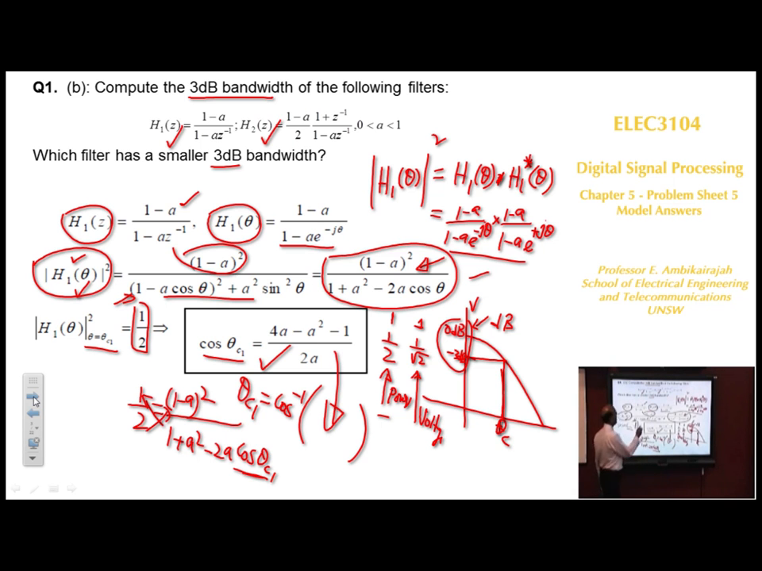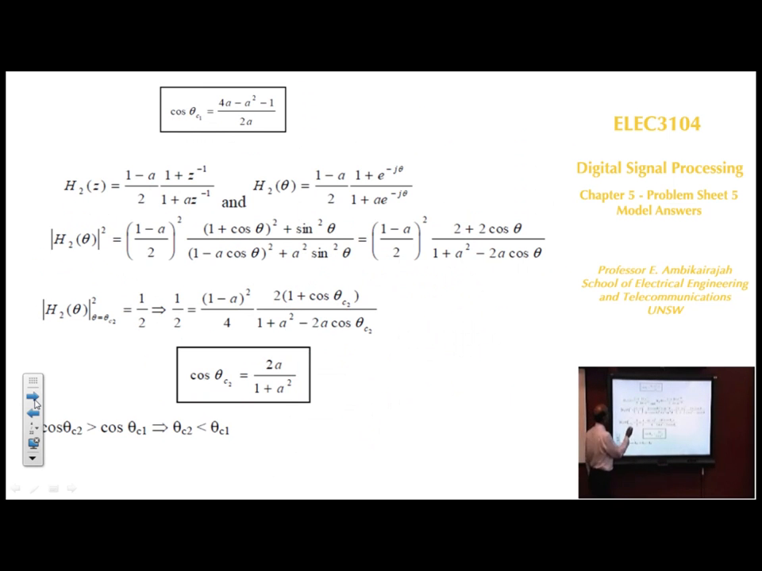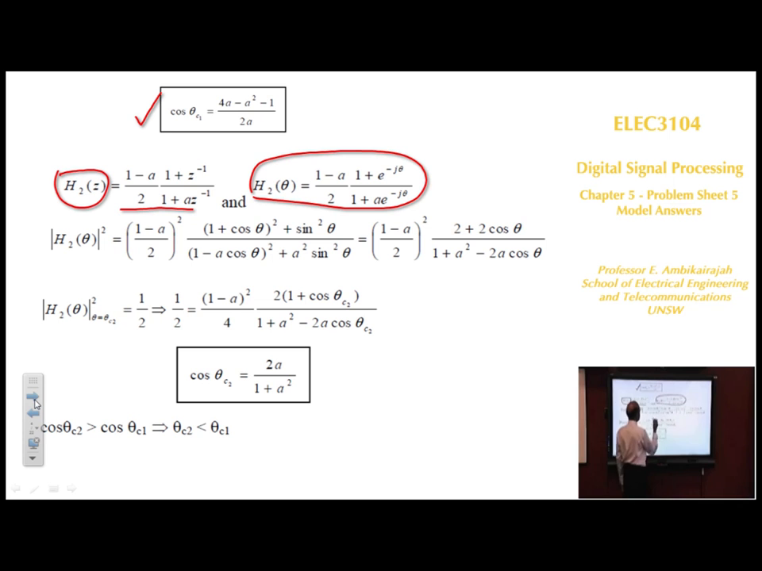Now similarly we take the second transfer function, which is here. So this is the first one's answer. The second one is this transfer function given. So you find H2(theta). And then whichever method you use, you can find |H2(theta)|squared, which works out to be this one.